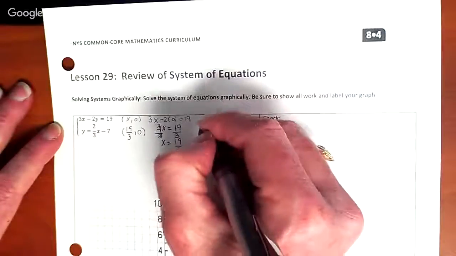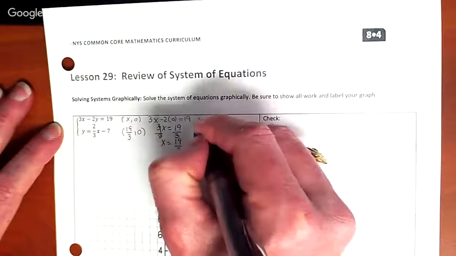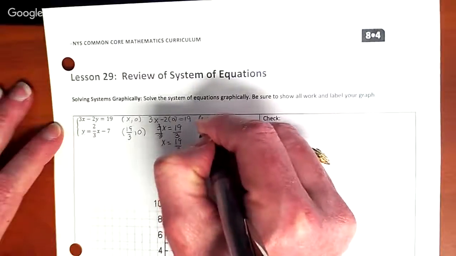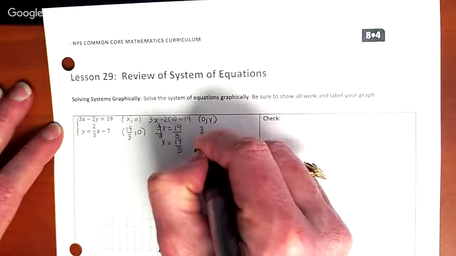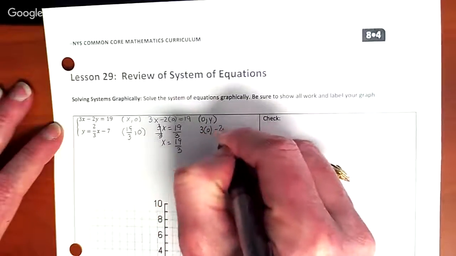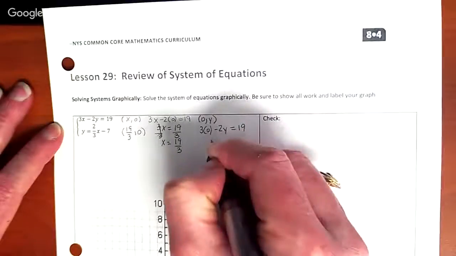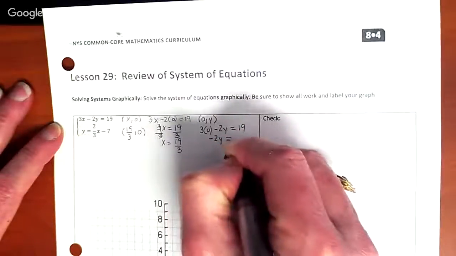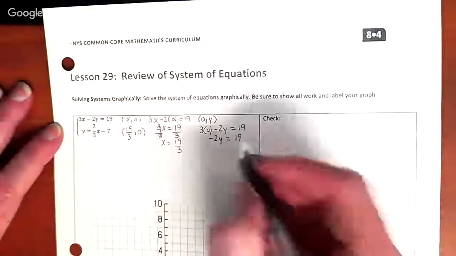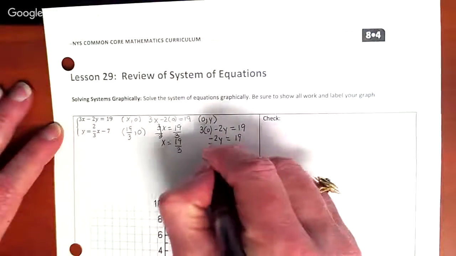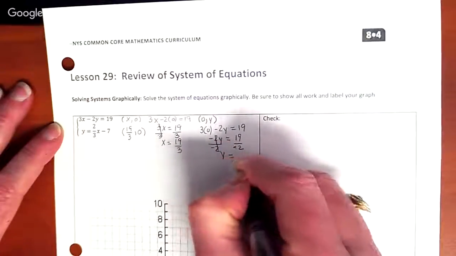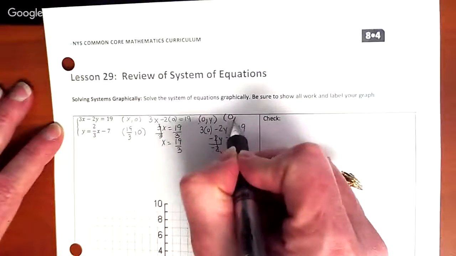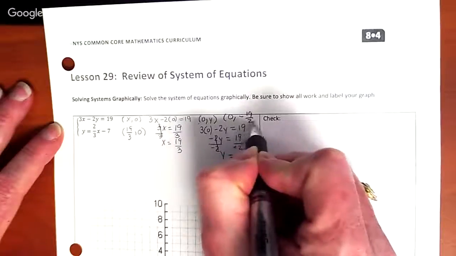The next one we're going to do is 0, comma y. So here we have 3 times 0 minus 2y equals 19. So we have negative 2y equals 19. Sorry, there's a bug. Negative 2 and negative 2. So we have y equals negative 19 over 2. So we have 0, comma, negative 19 over 2.